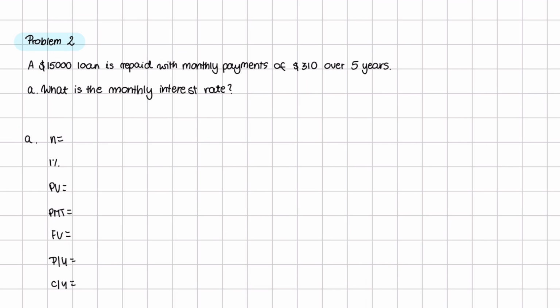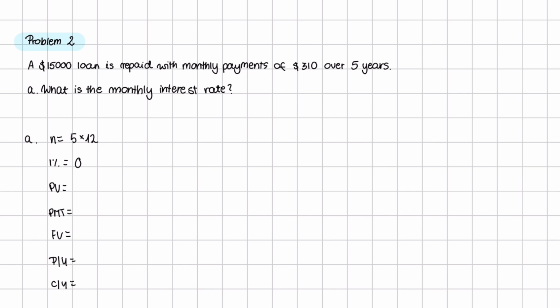And now we have the second problem for higher level, and we have to calculate the monthly interest rate. So not only interest rate, but monthly interest rate. So now we can write all the information that we have. So for sure, time is 5 years times 12, because we have monthly payments. Interest rate, we are looking for it, so it's 0.